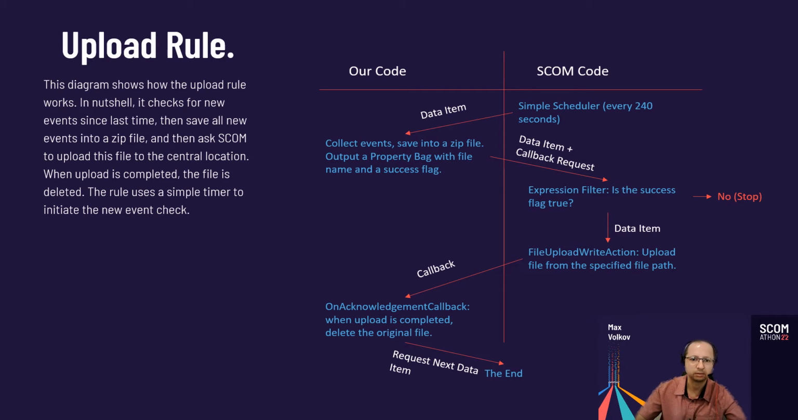So write action from SCOM will call our callback method, passing the variable which we supplied when we requested the callback, which we use as a file name, and hence in our callback action we can delete that file. When the file is deleted, everything is ended, and we signal to SCOM agent that we are ready for the next cycle by calling request next data item SCOM host method.